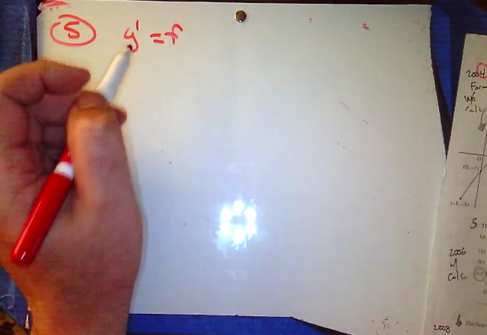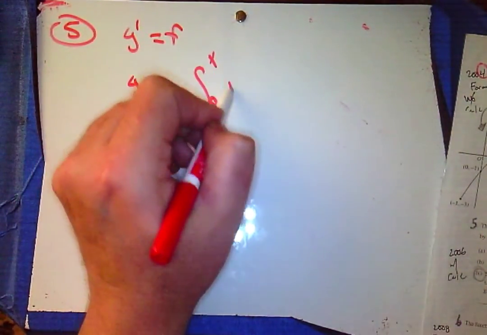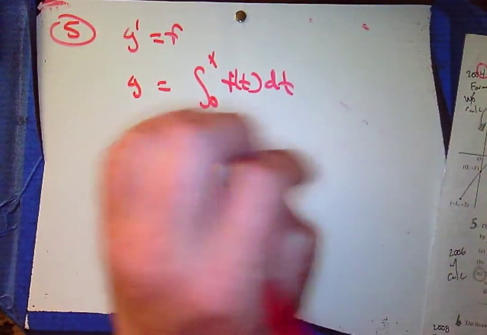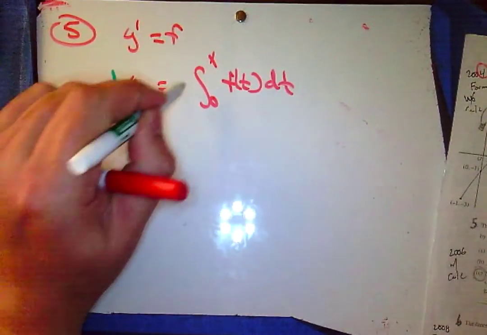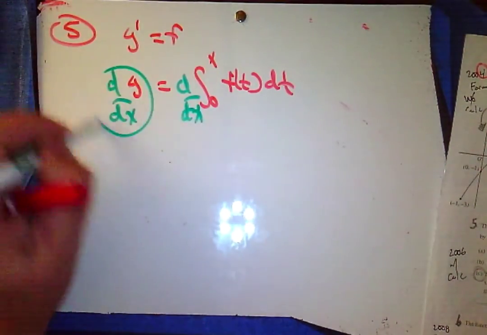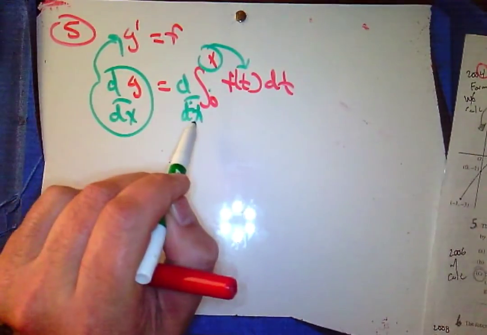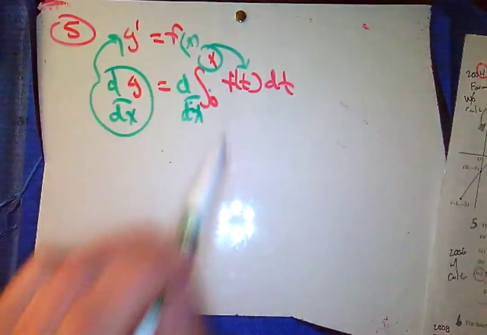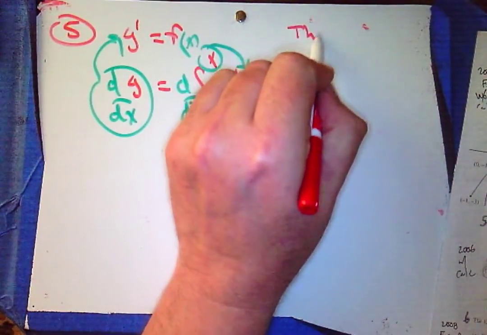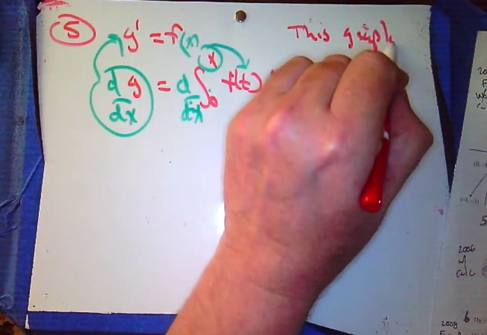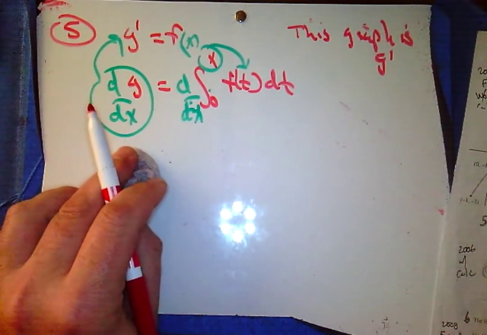Okay, how do I know that? Because if I integrate from 0 to x f of t dt, and I want g prime, well, I better take the derivative of both sides. When I take the derivative of the integral, this comes down here, and I just have f of x. Okay, so g prime is this graph. All right, what do they ask us here in part A?